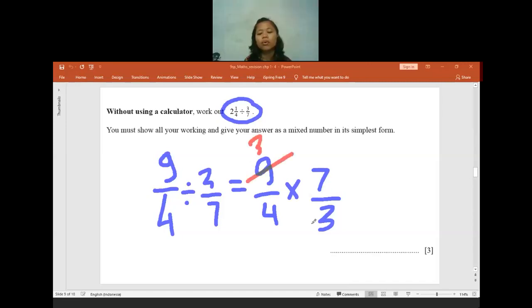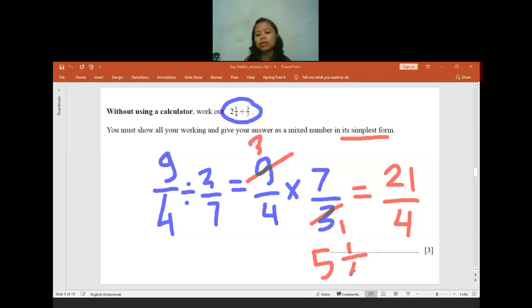This is only 1. So 3 times 7 will be equal to 21, and 4 times 1 will be equal to 4. It is in simplest form, so you have to make it a mixed number. What mixed number will it be? Yes, it will be 5 1 per 4. Is there anyone who is confused? No? Okay, I will move to the next question.